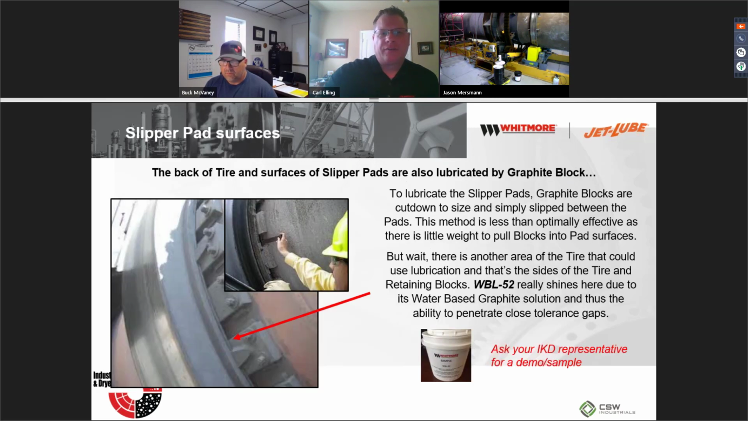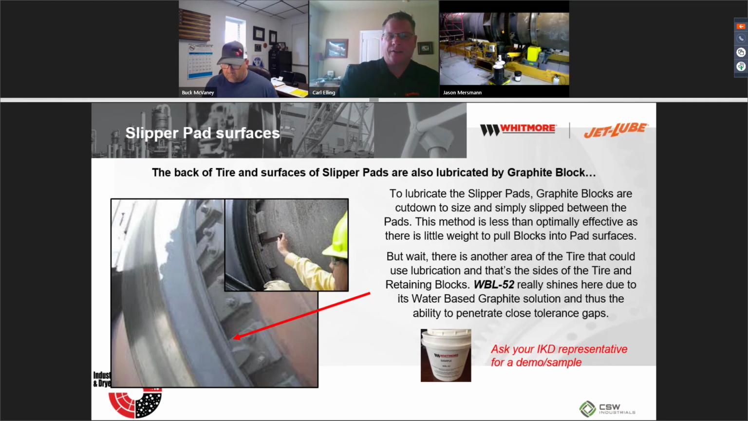All right. So the back of the tire, the ID, is what we're talking about lubricating. A lot of times you'll run into filler bars or graphite blocks. If graphite blocks are being used, they usually cut these things down to size, or they're little spares, and they'll slip those in between the pads. Unfortunately, there's not a whole lot of weight to these things, so they don't get a whole lot of surface energy or friction to actually lubricate the inside. So they're not exactly the optimal, effective way of doing it, but for what we've got, that might be the only solution available to you.